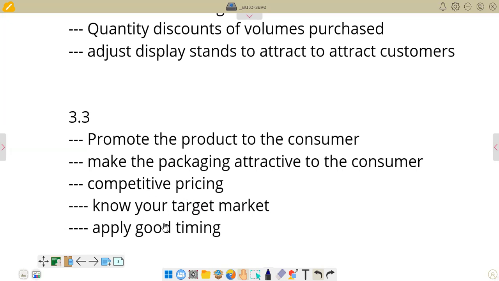Then the last one is apply good timing. Good timing is also important because if you make bad timing, it means that at the time you introduce your product, maybe the demand for that product will be very low, and this is going to act negatively against you. So it's very important that whenever you're introducing your product, you make sure that this is the period when demand for that product is very high. So this is the last point that we have in terms of applying good timing.